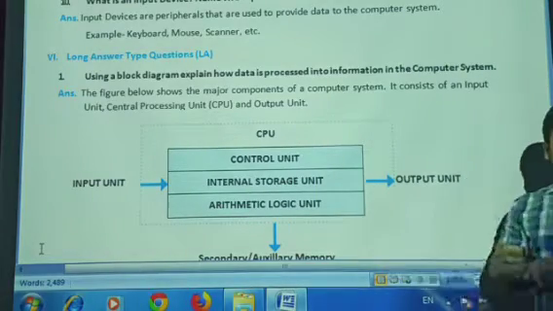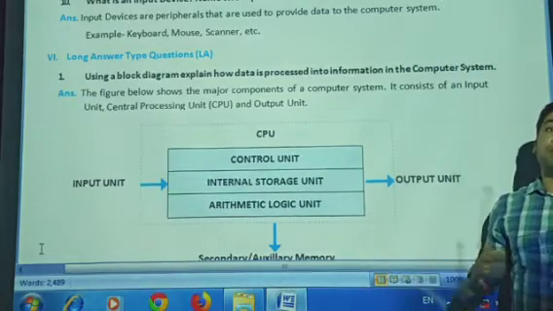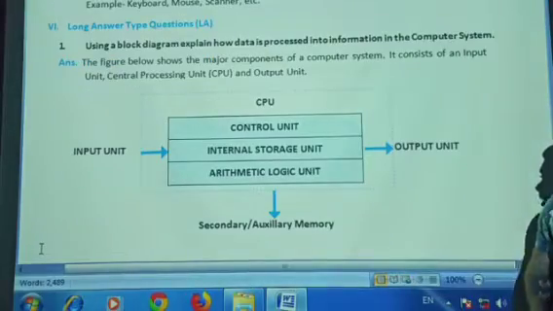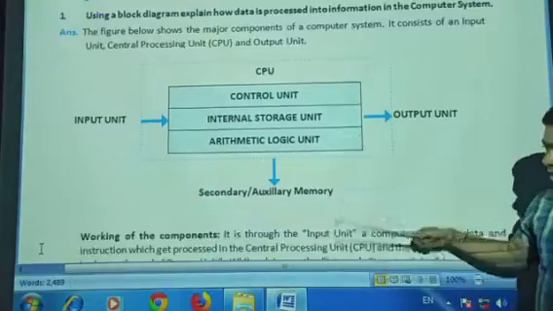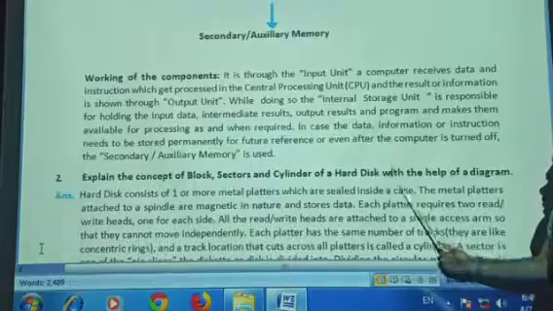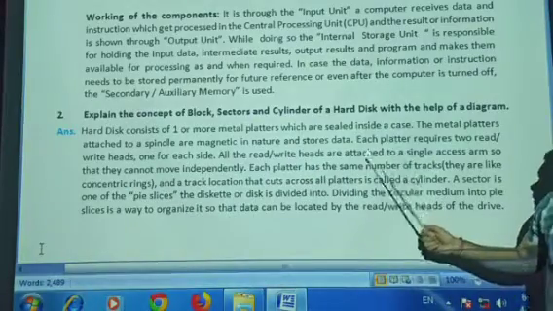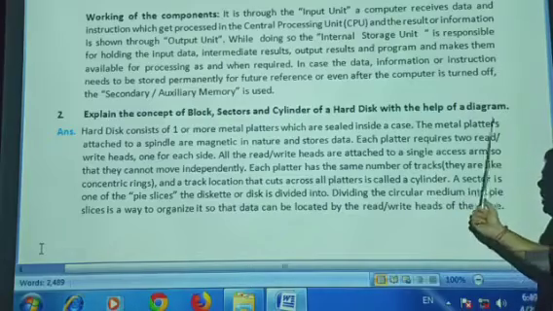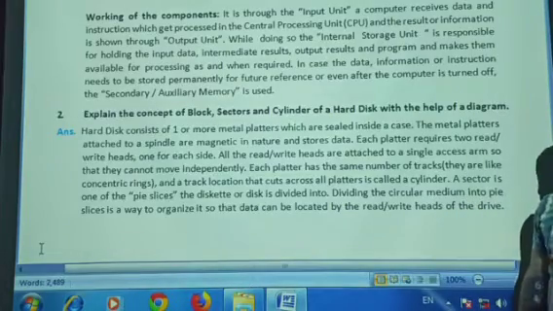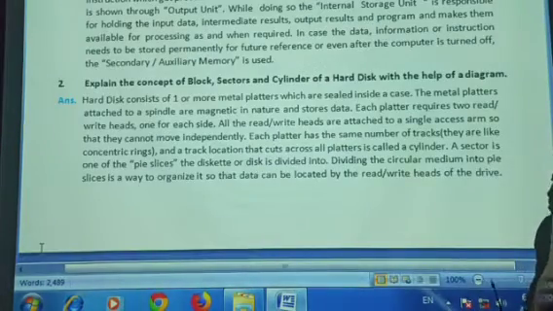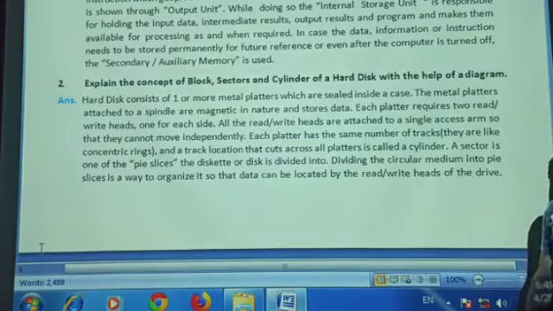Now the long answers. Using a block diagram, explain how data is processed into information in the computer system. Part 1, we already discussed this diagram. So we complete this diagram by ourselves. After the question, working of components is given. Explain the concept of block, sectors and cylinder of hard disk with the help of diagram.